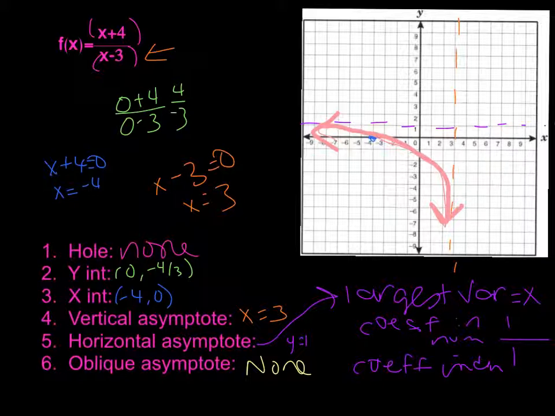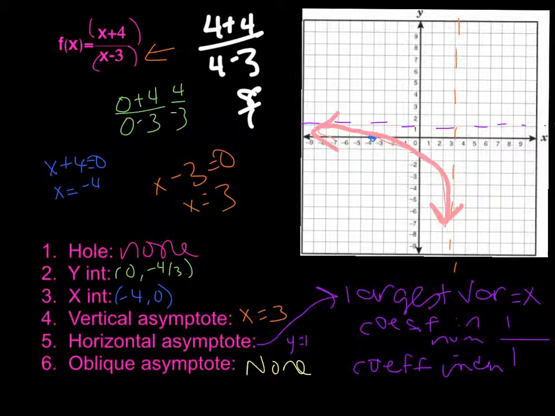Let's do white. So if I plug in 4, 4 plus 4 over 4 minus 3, that's 8 over 1. So I'm going to get 4, 8. It's up here. So now the other part of my graph is going to be in this area in here. And that is my graph for that rational function.